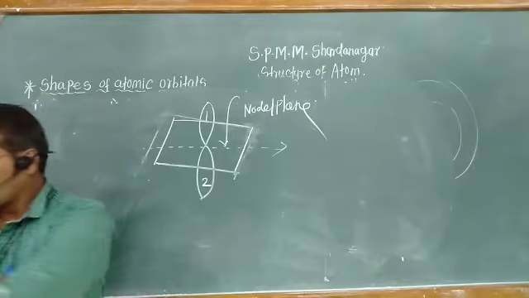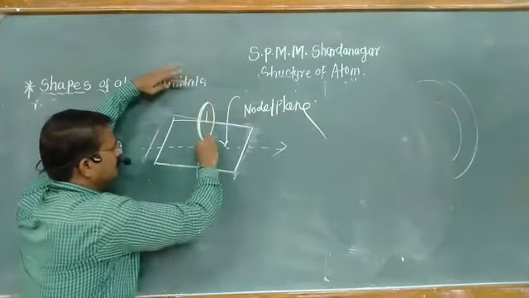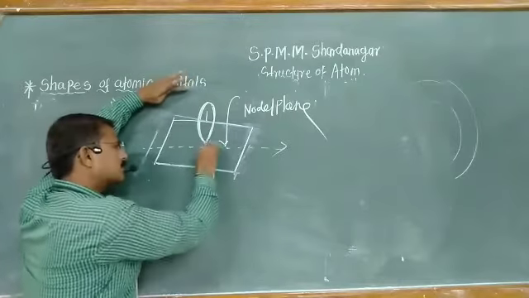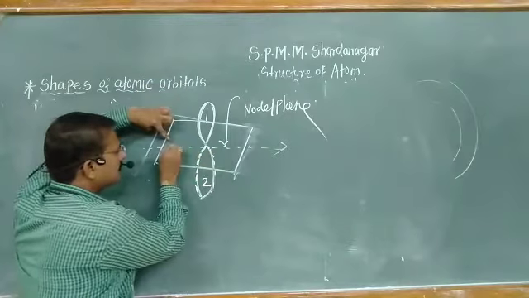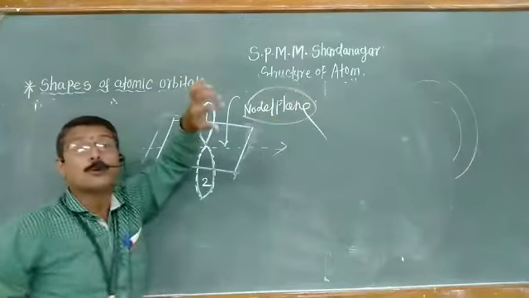What is it called? It is called the nodal plane. See, this is a lobe. This is the first lobe, and this is the second lobe. These 2 lobes are separated by this plane, and this plane is nothing but the nodal plane.